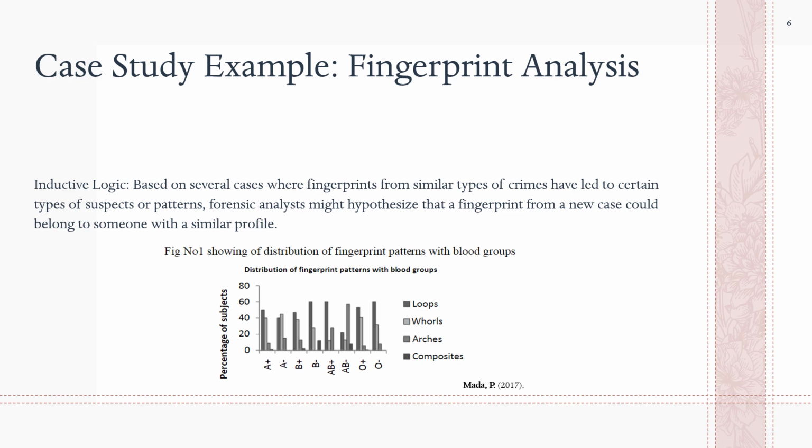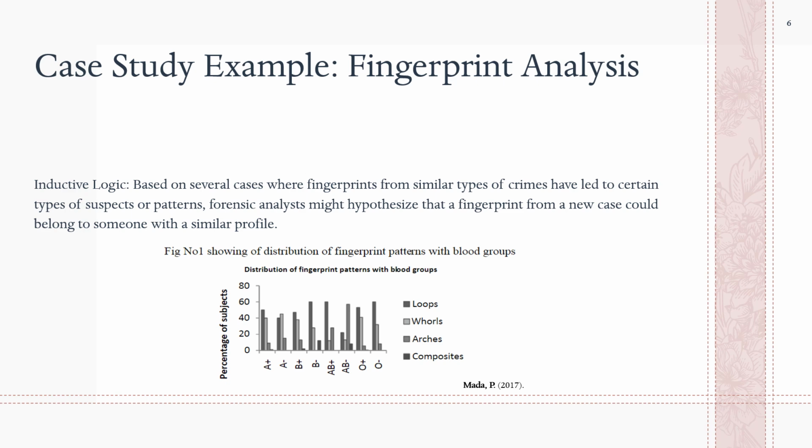And this is from Meta in 2017. This is just from an article that shows how fingerprints and blood type could possibly be related. In this case, it's just showing the distribution of fingerprint patterns with blood groups. So sometimes your inductive logic can also be used to relate characteristics or patterns with certain races or a class of people. And then your last one is your abductive logic.